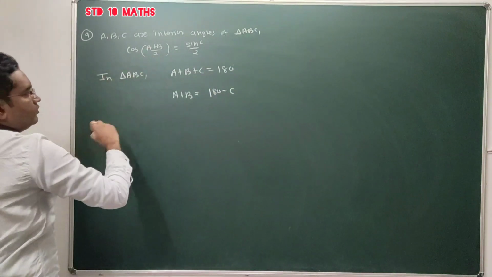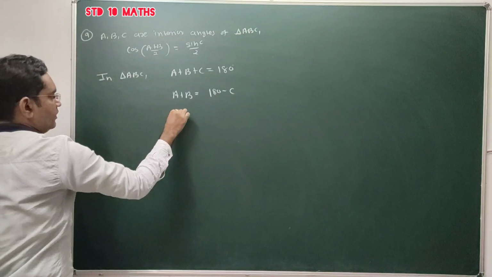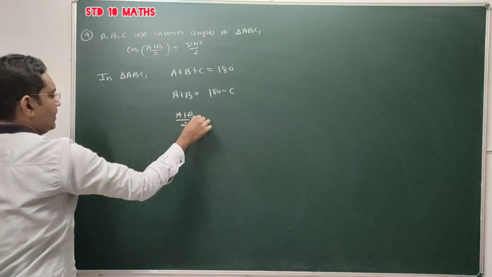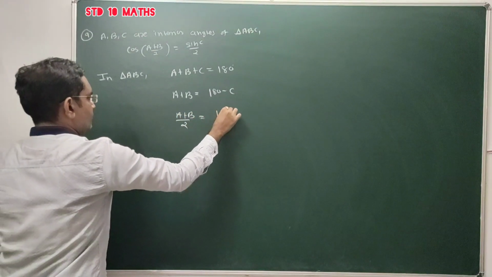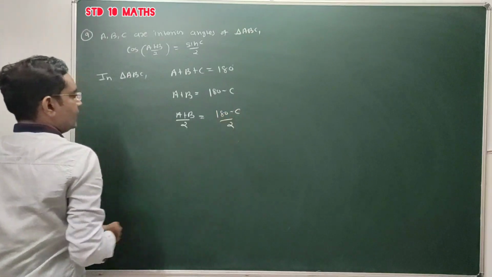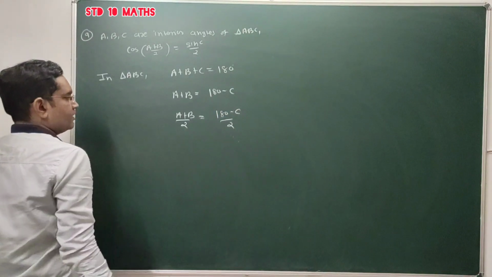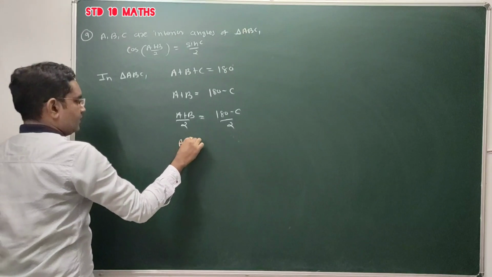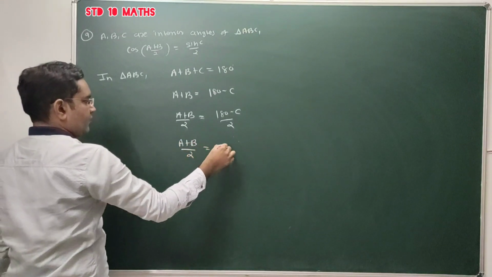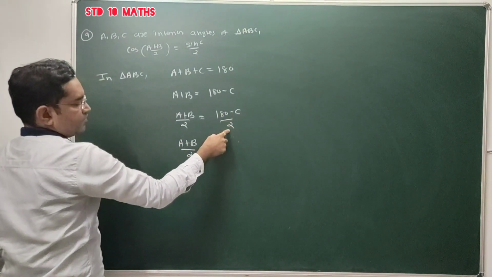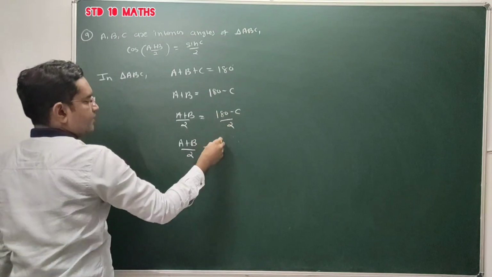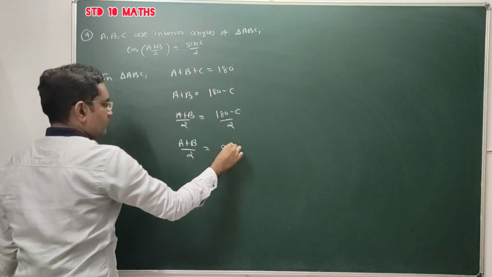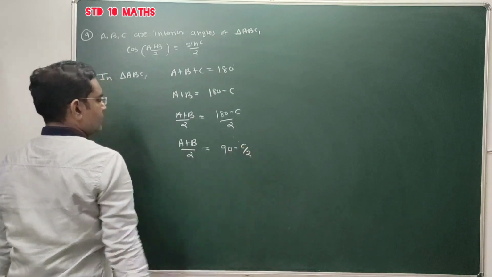Then we require divide by 2. So dividing on both sides by 2, we get A plus B by 2 equal to 180 minus C by 2. Now simplification on the right hand side, writing these two separately in the denominator, 180 by 2 is 90 minus C by 2.